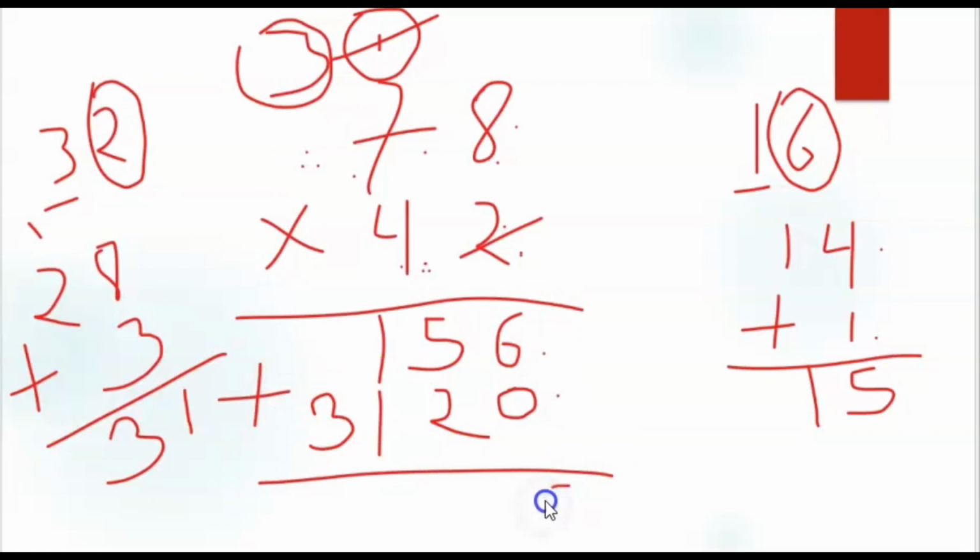6 plus 0 equals 6. 5 plus 2 equals 7. 1 plus 1 equals 2. Nothing to add in 3, so 3 will come down. 78 times 42 equals 3,276. That is it, guys.